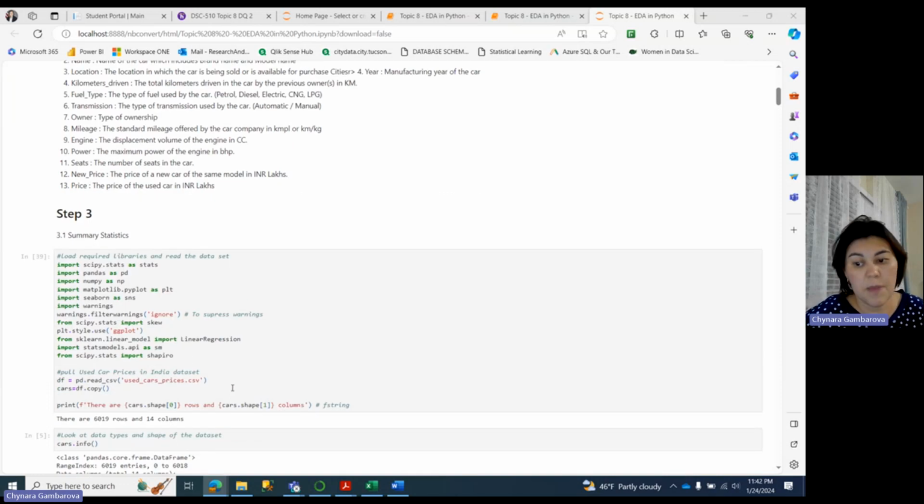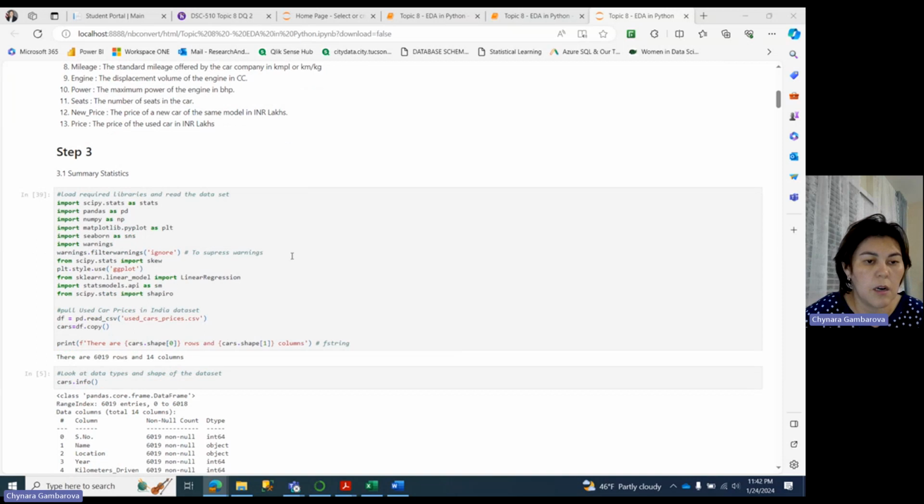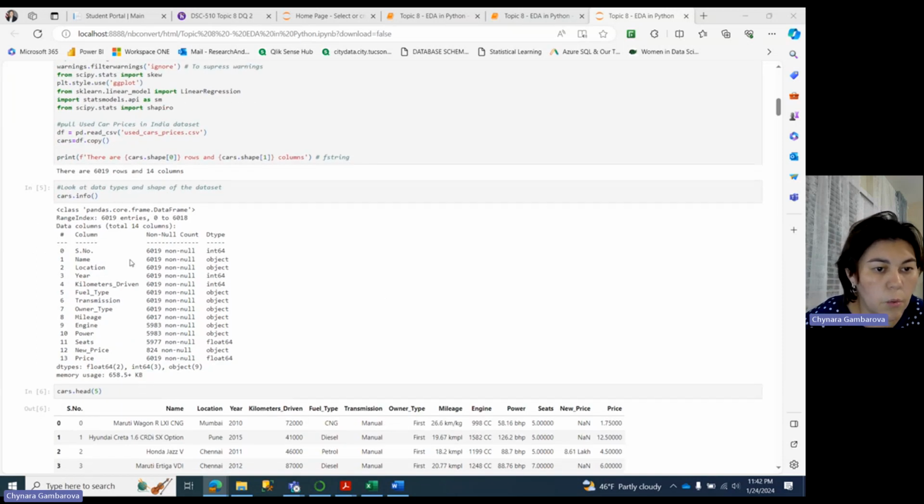So here, in step 3, we are starting to perform summary statistics or descriptive statistics. We are downloading our libraries, and here we go. We have the shape of our data set. It is 6,000 rows and 14 columns. As you can see, our fields are a combination of numerical, and here it's string, but I will convert it to categorical data. So yeah, it is what we have.